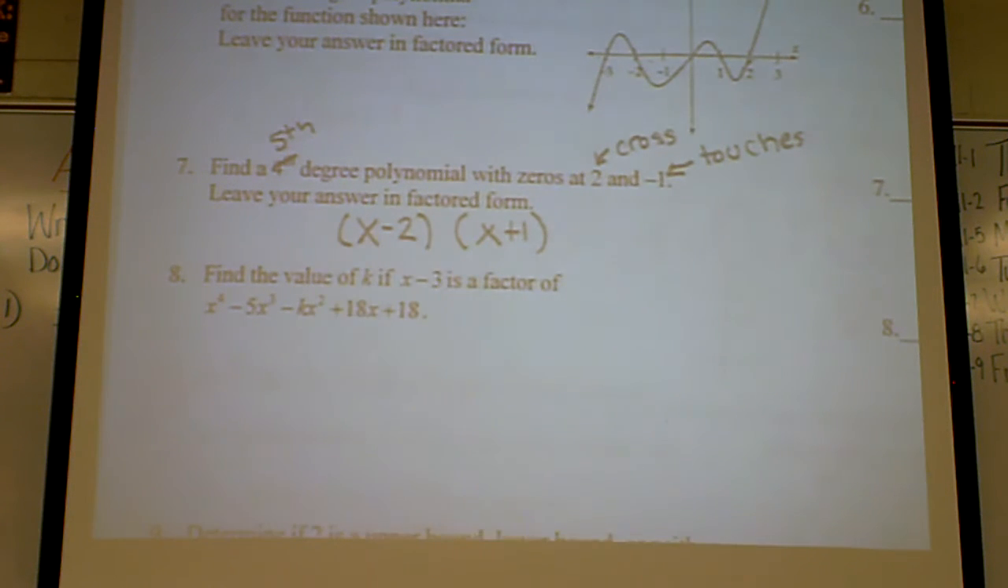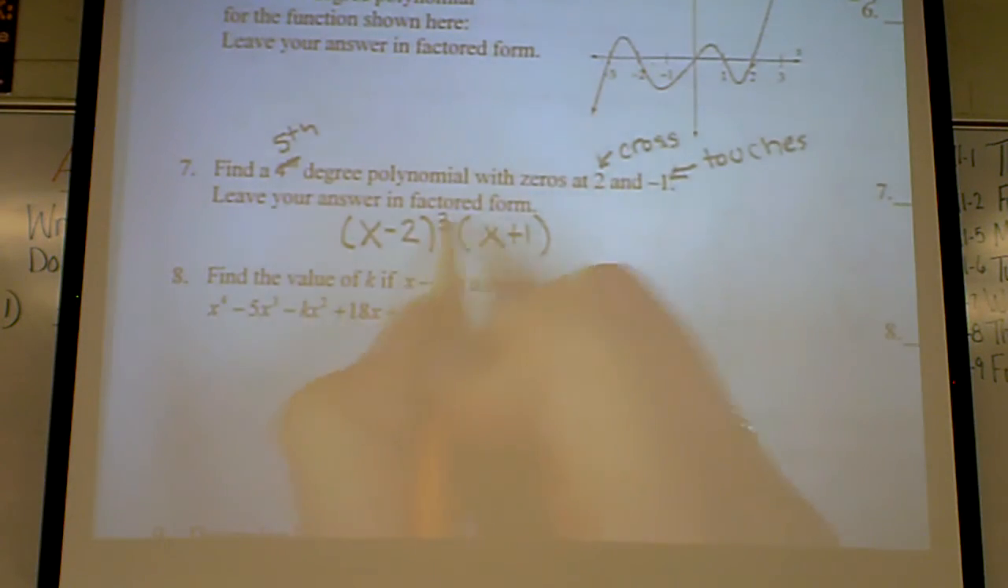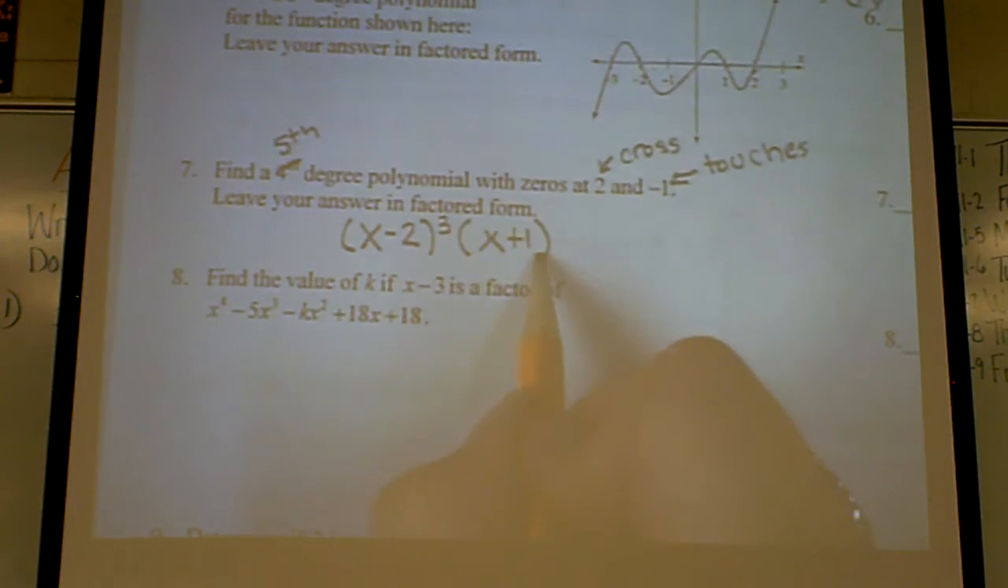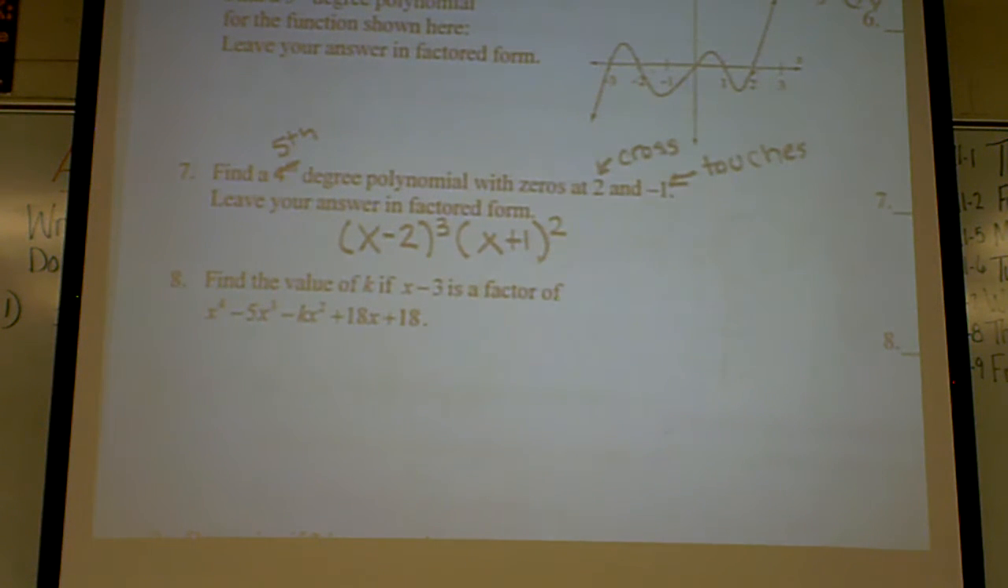What would the exponent on x minus 2 be? It would be like 3, because it's odd. Yeah, it has to be either 1 or 3. And this one would be even, so 2. Was there any other combination I could have used? Yeah, you could have used 4 on the x plus 1, and x minus 2 could have had a 1.